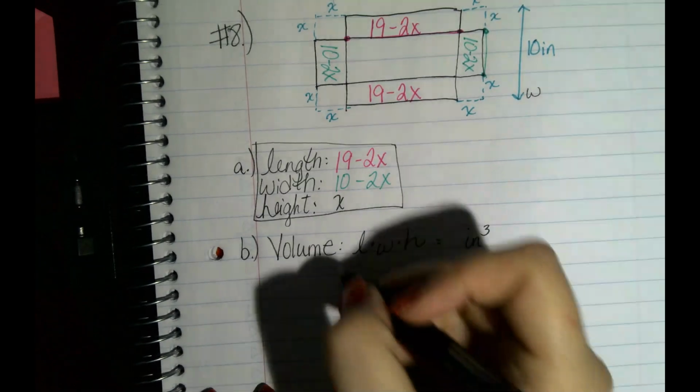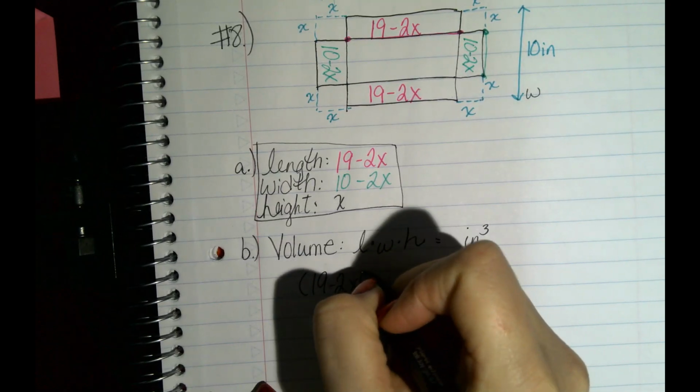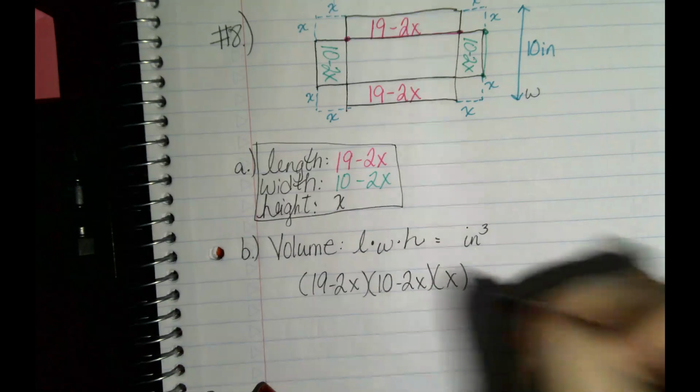Okay, so now for that, it's going to be 19 minus 2x. Shh, please listen, you guys. I'm recording this so I can use it in the future on this problem, because it's a stinker.